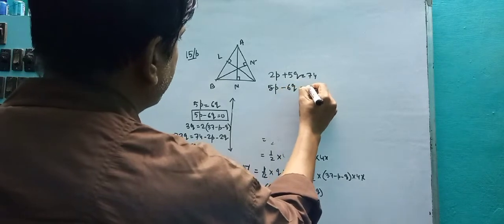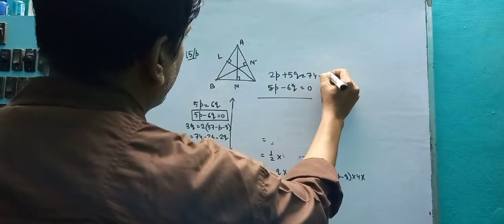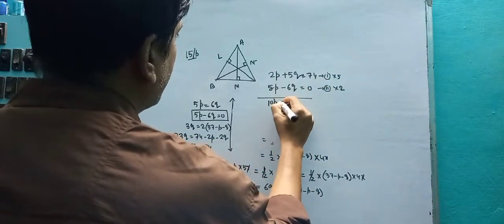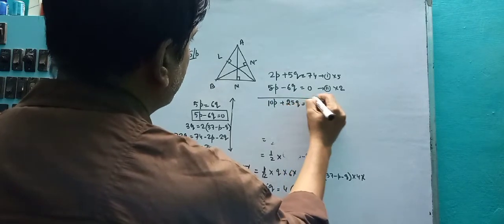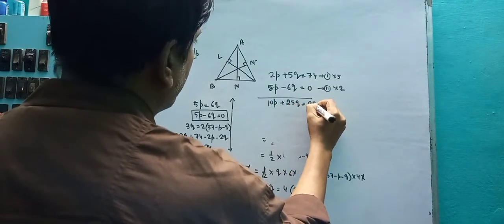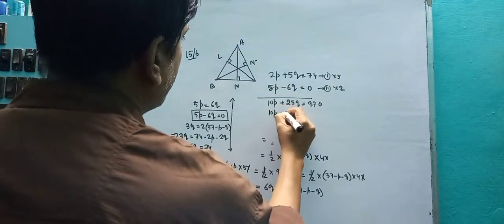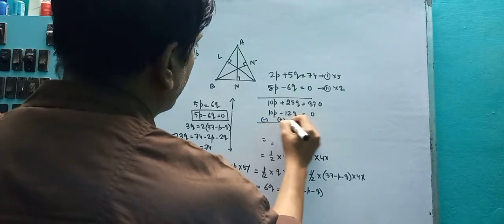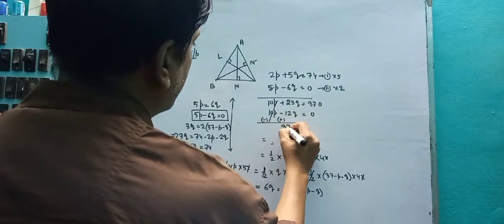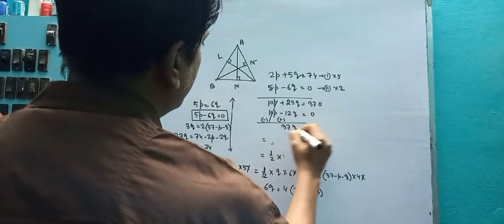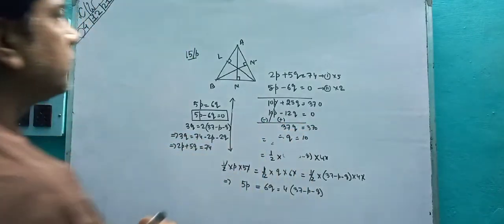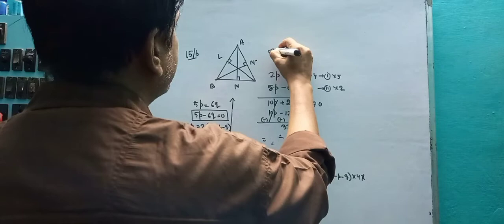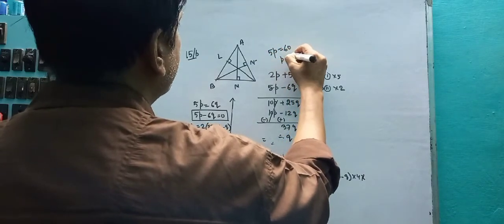5P minus 6Q is equal to 0. Multiplying, 10P plus 25Q is equal to 370, and 10P minus 12Q is equal to 0. Cancel it. 37Q is equal to 370. Q value is 10. If Q is 10, then 5P is equal to 60, then P value is 12.